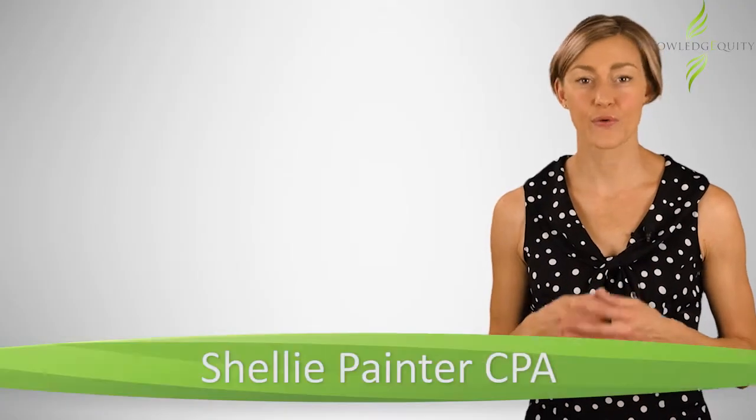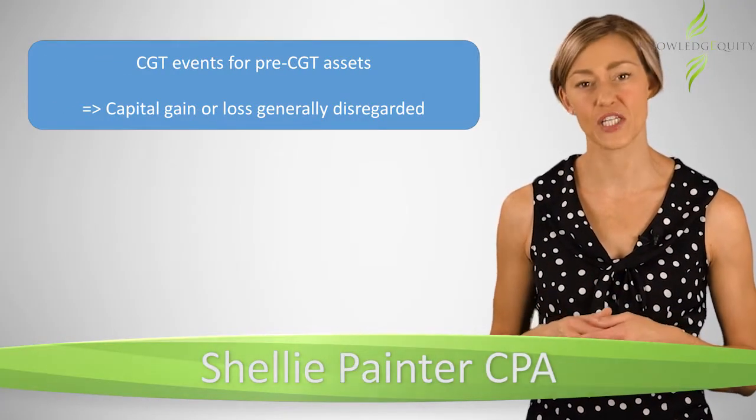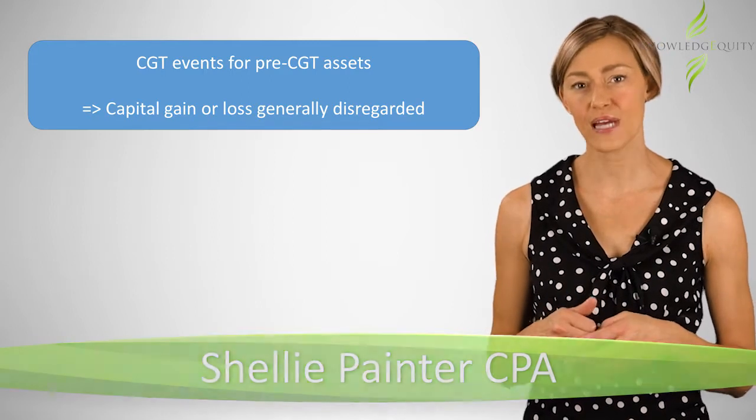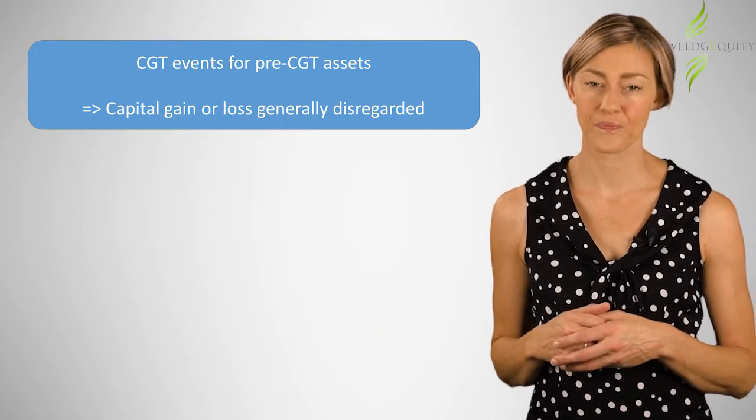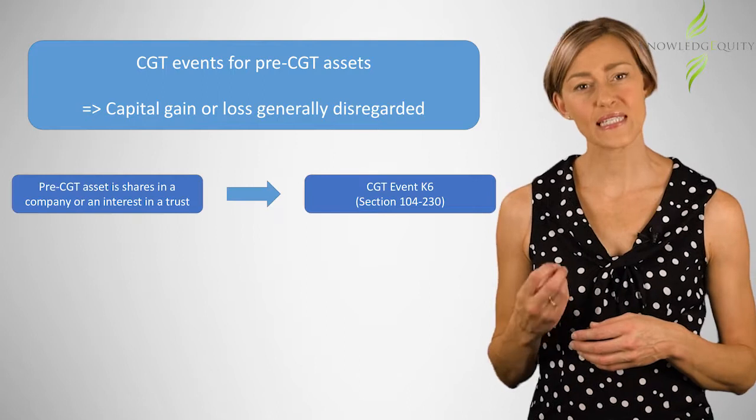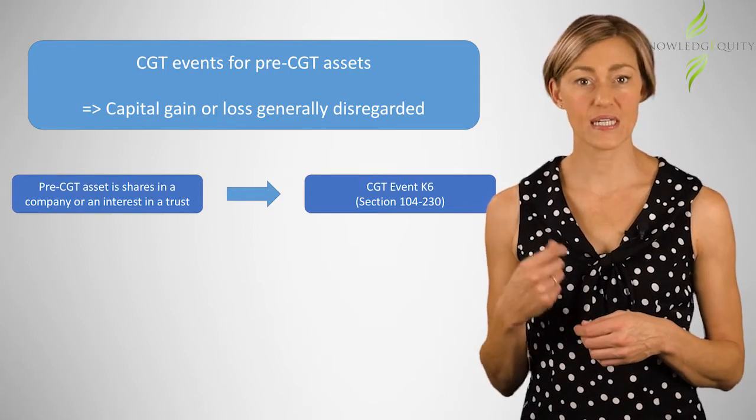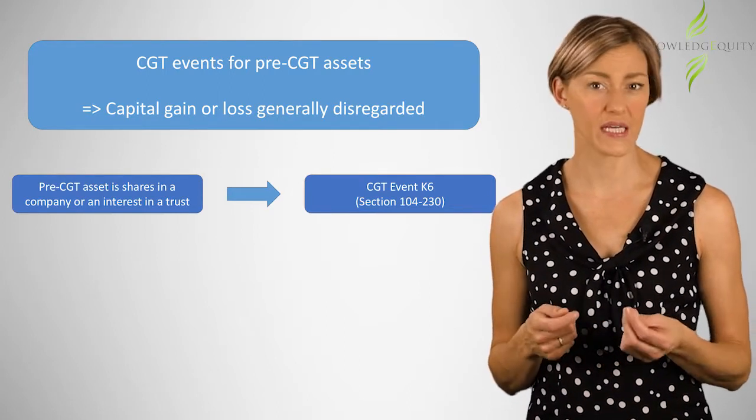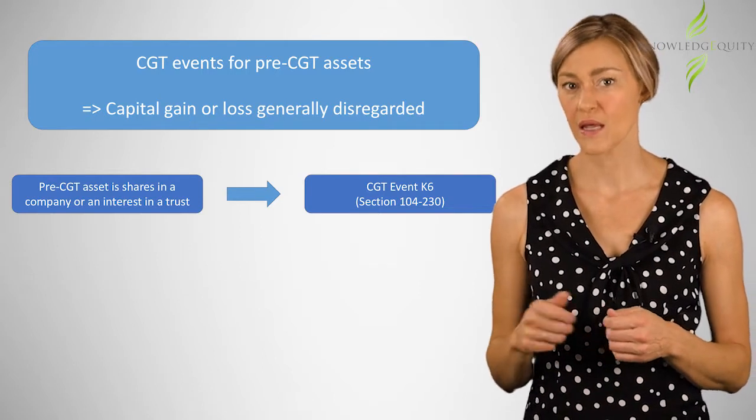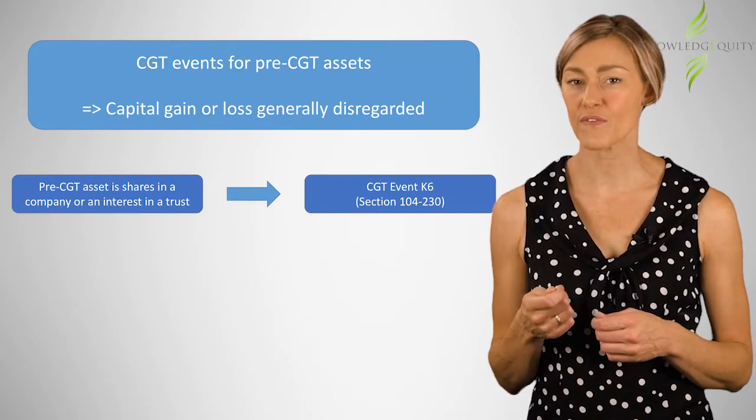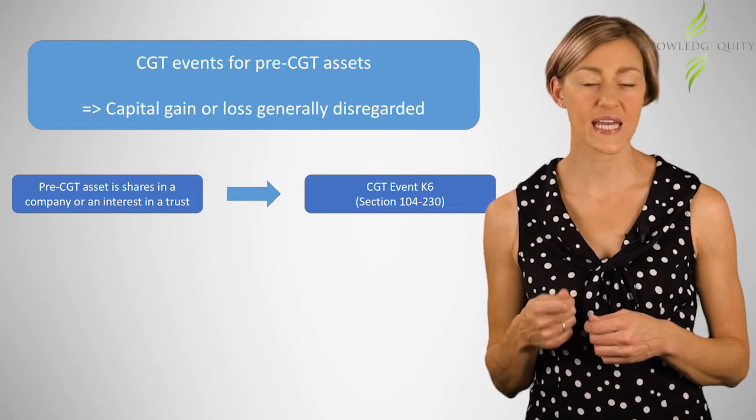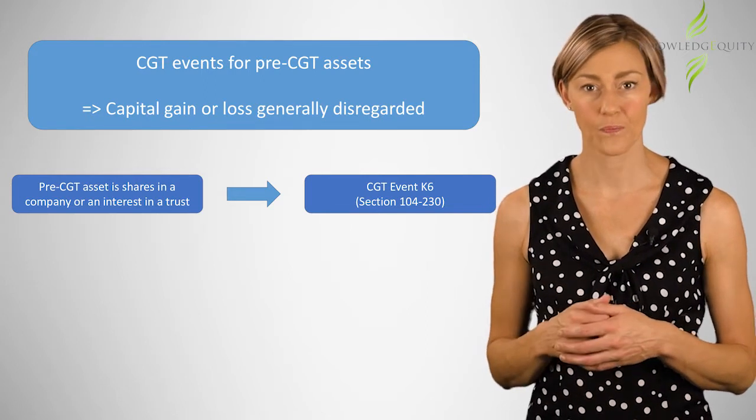The usual scenario for a CGT event involving pre-CGT assets is that any capital gain or loss is disregarded. However, when the pre-CGT asset is interests in another entity, for example shares or interests in a trust, then in accordance with section 104-230, CGT Event K6 may apply.